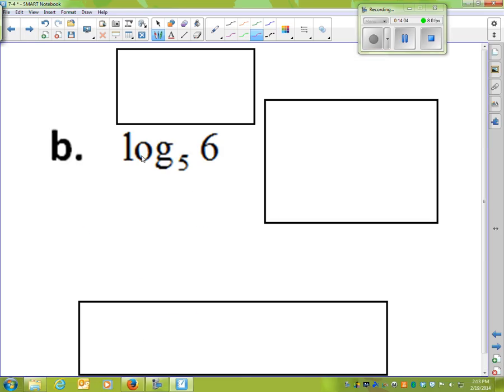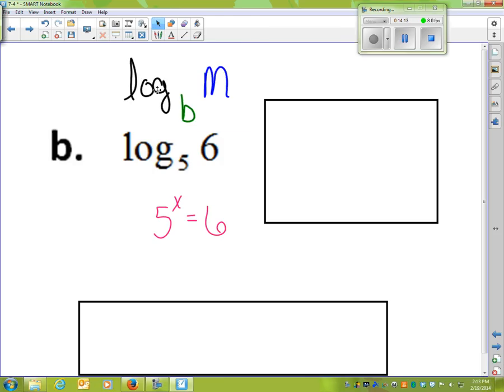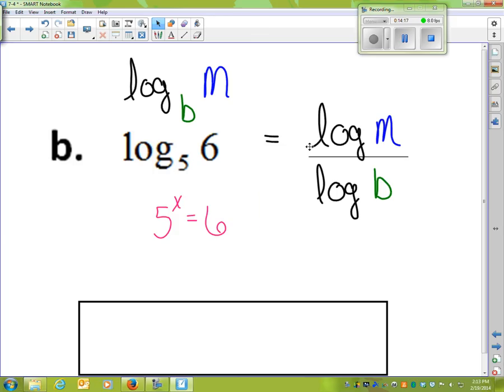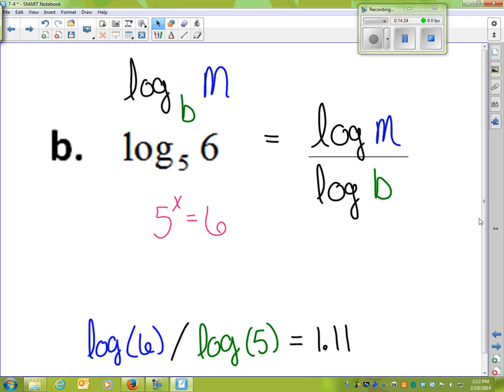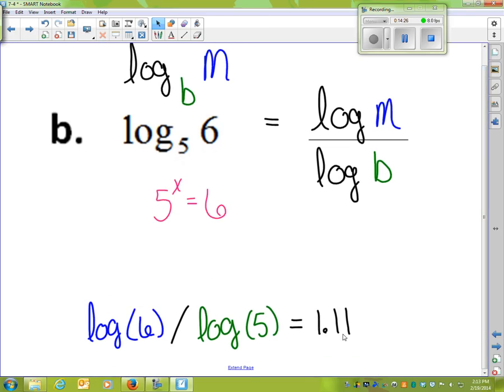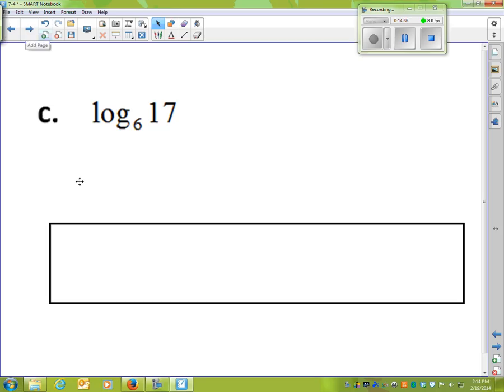Let's try again. Log base 5 of 6. 5 to what power is equal to 6? Match it up with your base and your m. Put it into our formula, log m divided by log b. And you should get the answer 1.11. 5 to the 1.11 power is approximately 6. All right, try the last one.